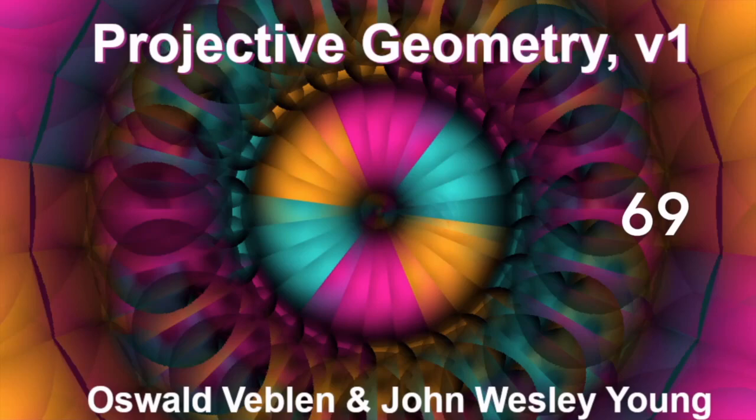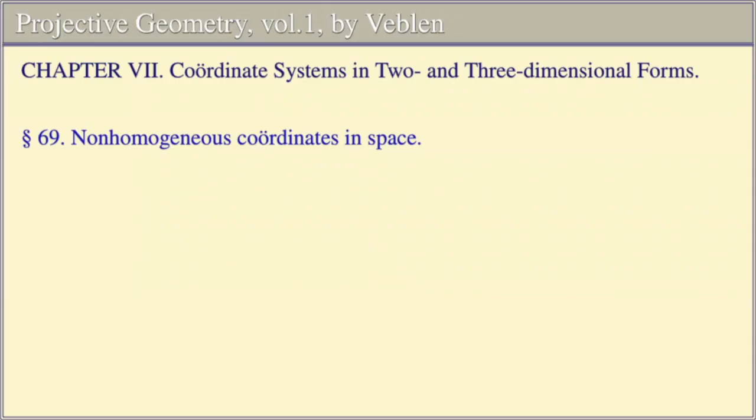Projective Geometry, Volume 1, by Oswald Veblen and John Wesley Young. Chapter 7, Coordinate Systems in 2- and 3-Dimensional Forms. Section 69, Non-Homogeneous Coordinates in Space.